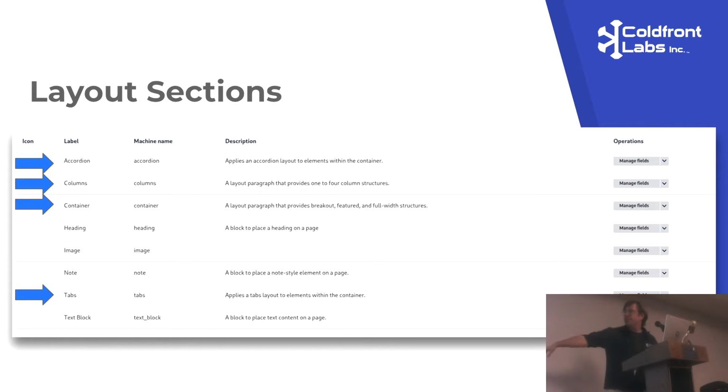So in our examples coming up, we have an accordion section, columns, container, and tabs, and then the other paragraphs exist that are defined too.